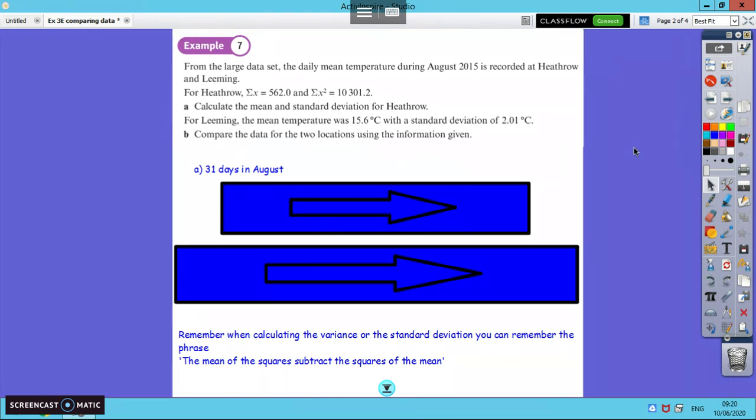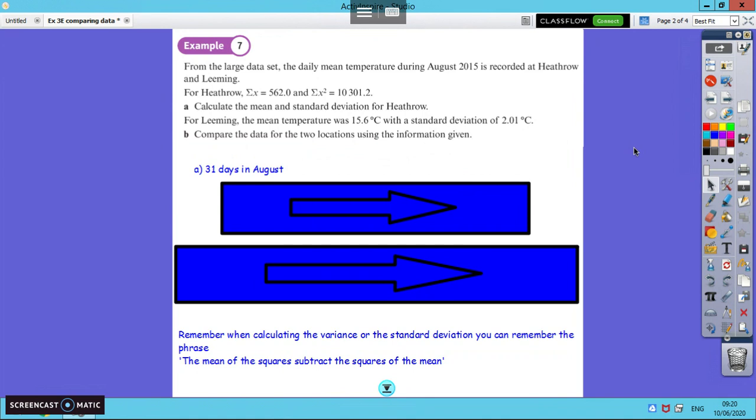So from the large data set, our favourite, the daily mean temperature during August 2015 is recorded at Heathrow and Leeming. So for Heathrow, sigma x is 562.0 and sigma x squared is 10,301.2. Remember that sigma means total, the total of something. So it's the total of the x's and the total of the x squareds. So calculate the mean and standard deviation for Heathrow.